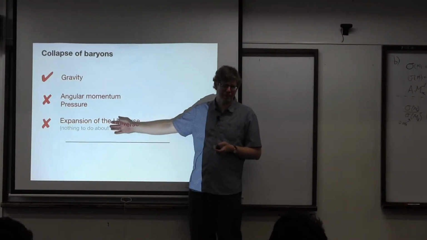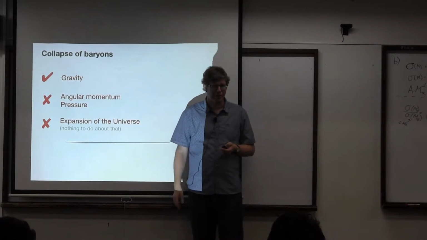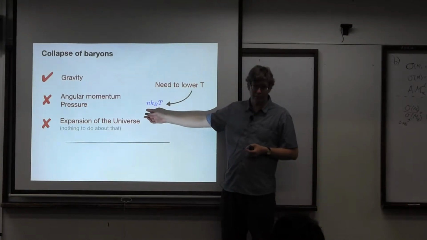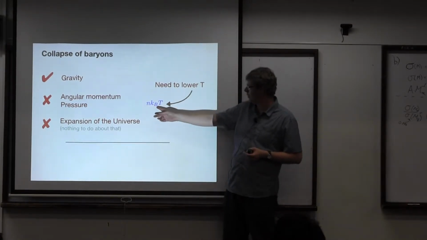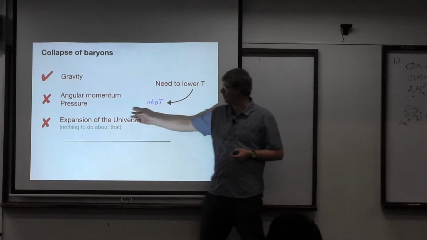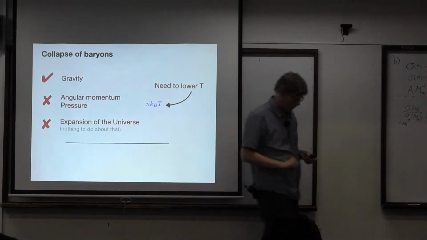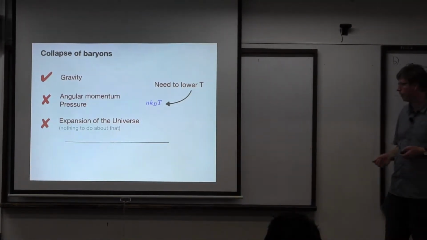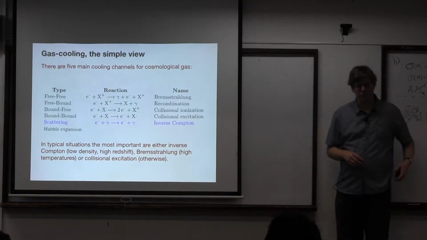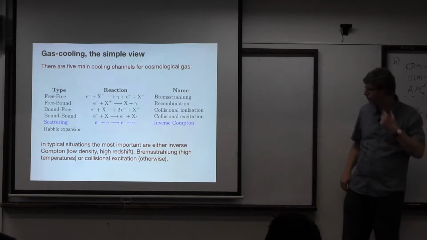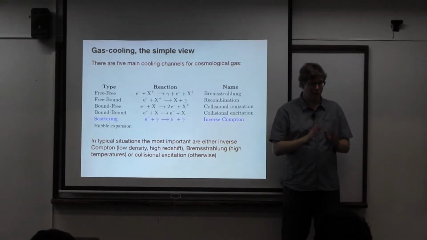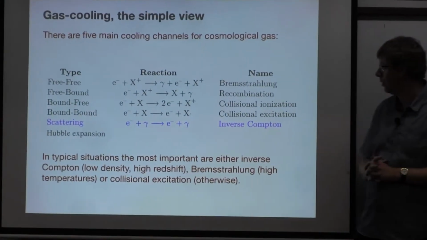There's nothing you can do about the expansion of the universe. No baryons can do anything about that. But the pressure is given, remember your ideal gas law, as nkT. And so if you can lower the temperature, you can get rid of the pressure resistance to collapse. So that's why cooling is very important. Let's go through very quickly which cooling pathways are important. These are the main cooling sources that are relevant for galaxy formation, and let me go through them all one by one.